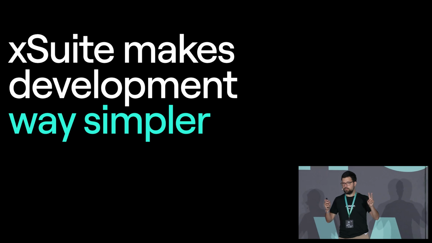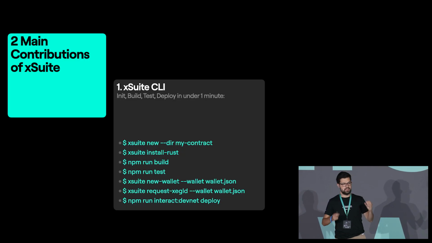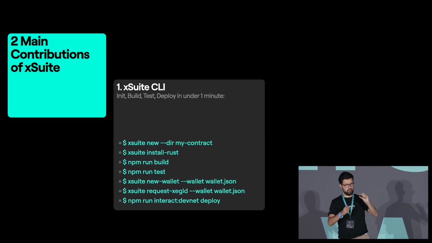We have made 2 main contributions with xSuite. The first one is xSuite CLI. It's a command line tool that you use in your terminal that allows you to initialize, build, test, and deploy contracts under 1 minute. You see there are only 7 commands that you need in order to do all these things. And it's really just about executing these 7 commands.